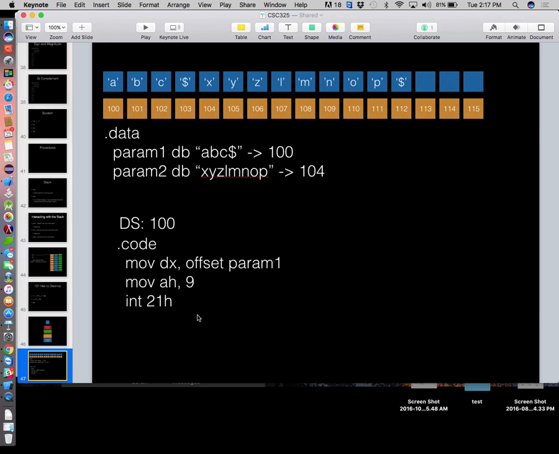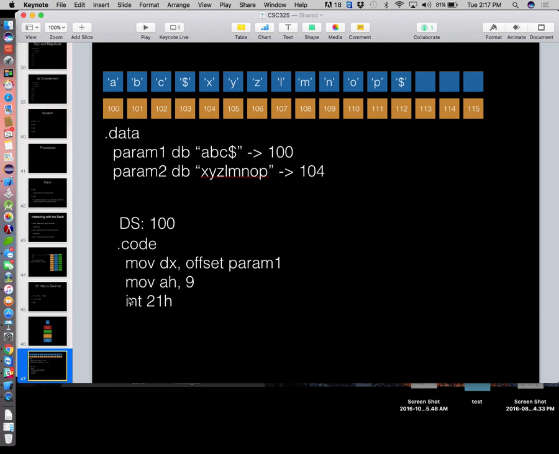So right here we moved into DX the offset of param1, which by my example here is going to be bucket 0, which is the base address of DS, which is 100, plus 0, which is 100. So that's what will be stored inside of DX. And then we'll move into AH the 9. So this is the display a string to the screen DOS API call, which, like I said, you don't have to memorize. I'll give it to you if I want you to use it on the exam.